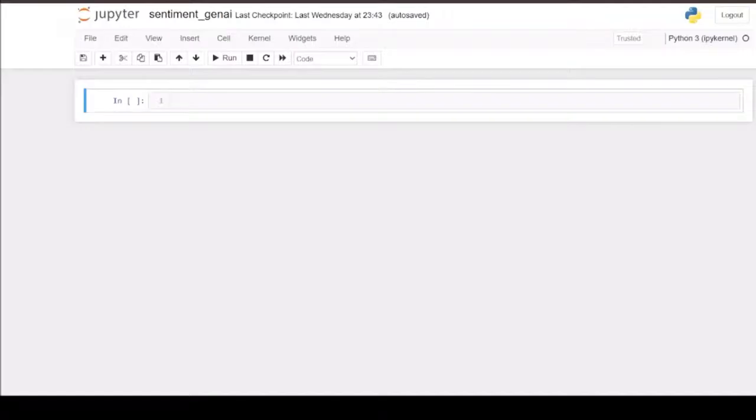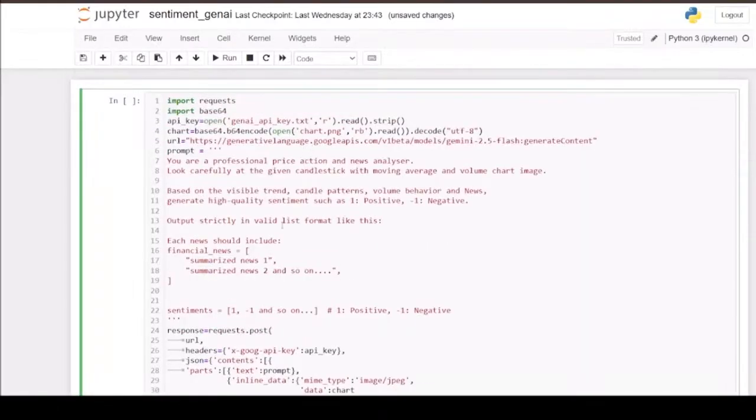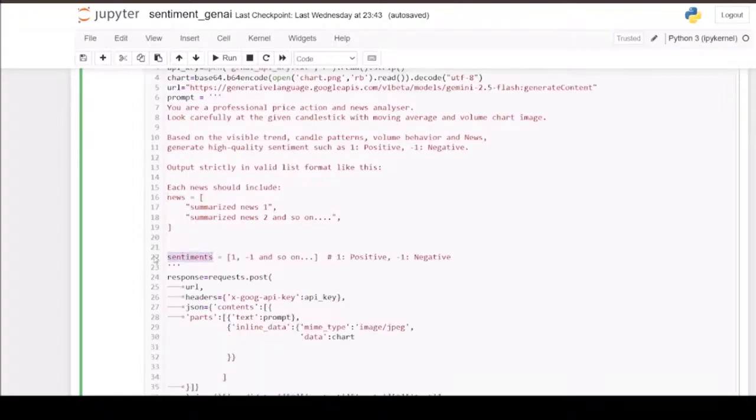Okay, so let's move to the coding. Right now we'll just paste our code here, and we will do some changes. To make it short, instead of this as a news, we can say this as a labels, so that will be great. If in this way it will give you the results, that will be great.